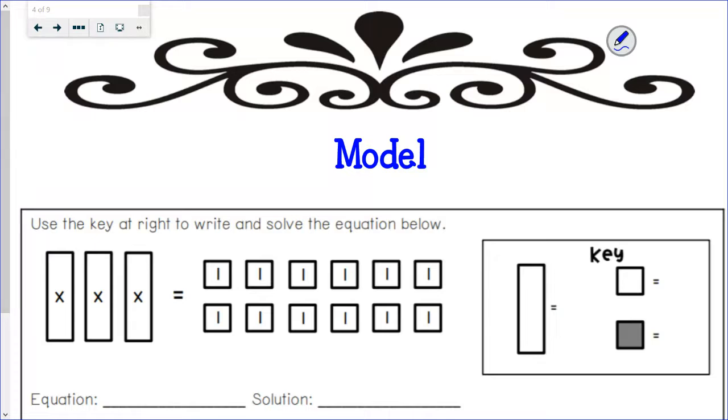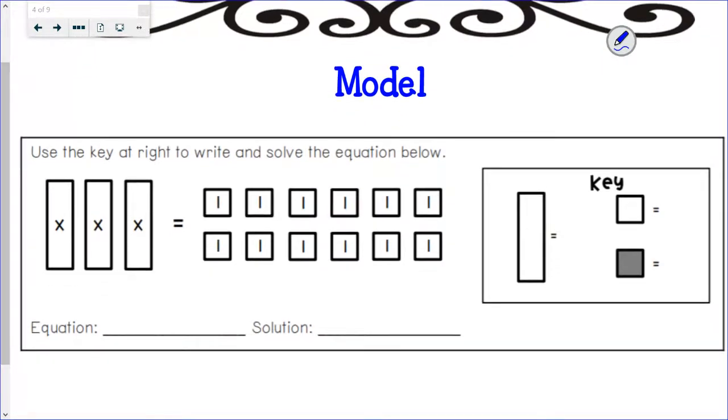Okay, so we're going to write our equation from the model, and then we're going to solve it. So we have 3 x's. So 3x equals 1, 2, 3, 4, 5, 6 times 2 is 12. Okay, so this says 3 times x equals 12. So the opposite of multiplication is division. So we divide by the coefficient because we want to get 1x.